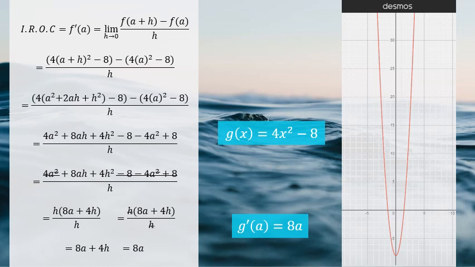So what do I mean by that? For example, for the instantaneous rate of change at g of 1, the slope of the tangent for that point is going to be 1 times 8, 8. And then for negative 3, it would be negative 24.